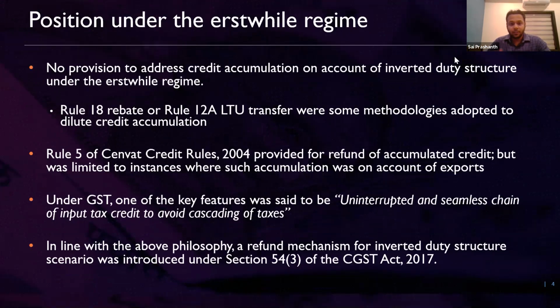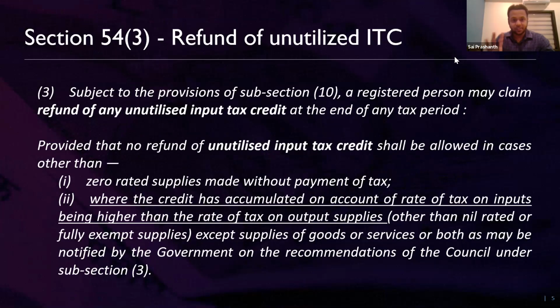Now let's dive right into what the provision says. This is the actual extract of the provision. We can read it once for better understanding. Section 54 in general talks about refund under GST and the different provisions such as time limit, what happens on unjust enrichment, etc. It also talks about specific instances such as 54(3), which is on unutilized ITC. So let's read it once quickly.